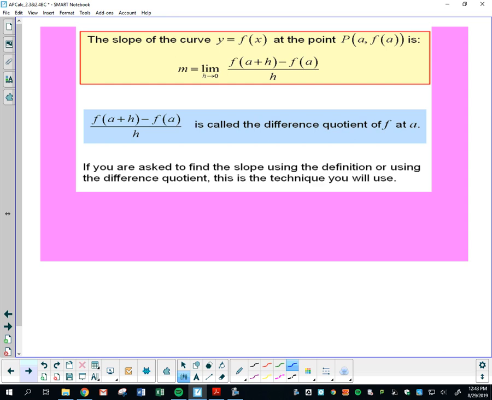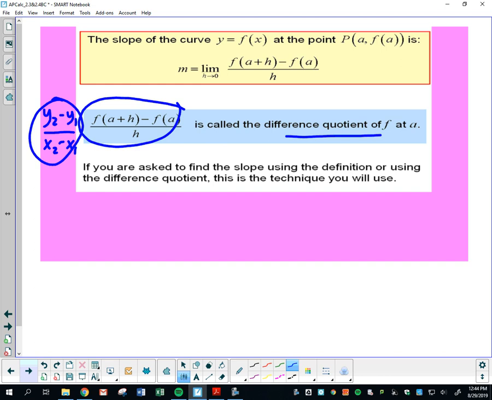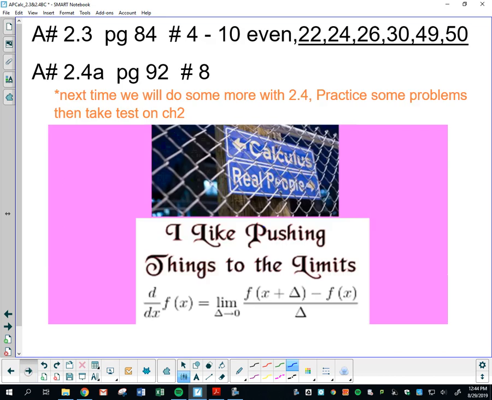Couple little notations. This fraction here is called the difference quotient. And by the way, it is no different than this. That's the difference quotient. It's basically the slope, applying a limit so you can shrink the interval down to nothing while avoiding the 0 over 0 issue. That is your lesson on slopes of the tangent lines.